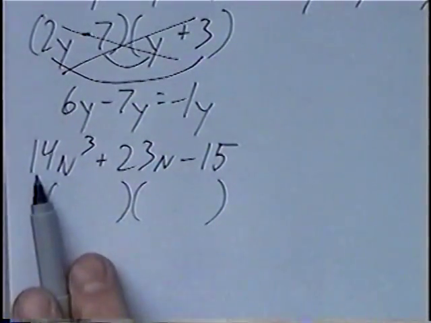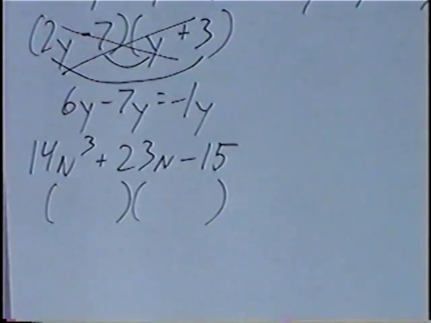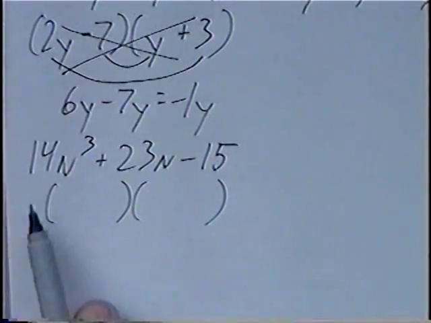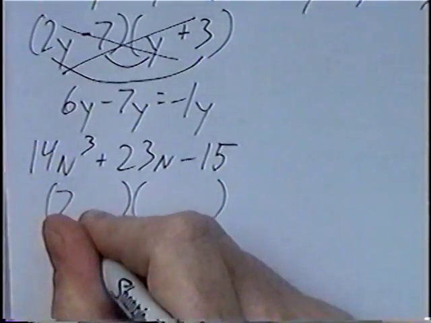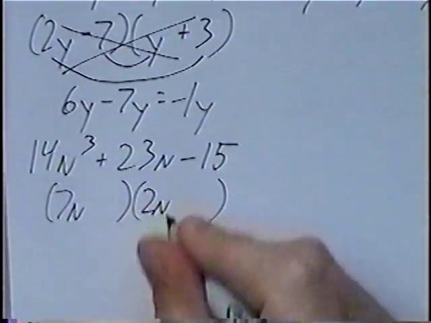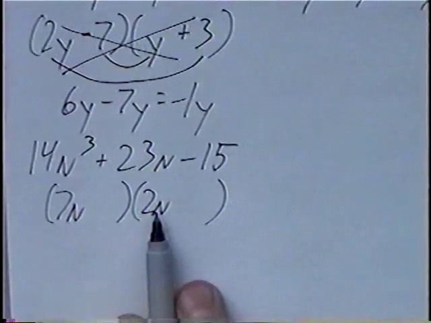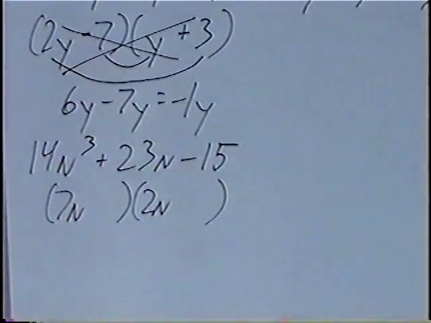First guess is the numbers that multiply to get 14. And again, we can either guess 14 times 1 or 7 times 2. If we try 7n times 2n, that's one way to guess, and if these do not work out, we can go back and try the other combinations.